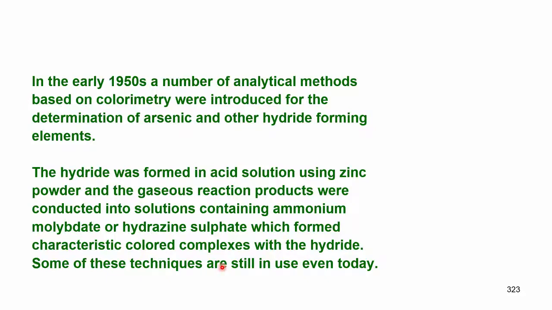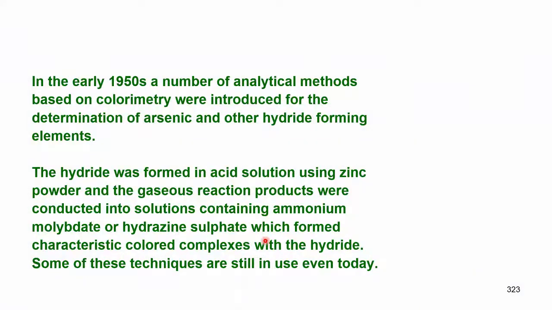The hydride was formed in acid solution using zinc powder, and gaseous reaction products were conducted into solution. So, you take any metal, for example zinc, you add a little bit of hydrochloric acid into that. So, zinc will react with hydrochloric acid generating zinc chloride and hydrogen gas. This hydrogen gas is called nascent hydrogen because it evolves like a bubble continuously throughout until the zinc is converted into zinc chloride. So, this hydrogen is freshly produced, it is now known as nascent hydrogen.